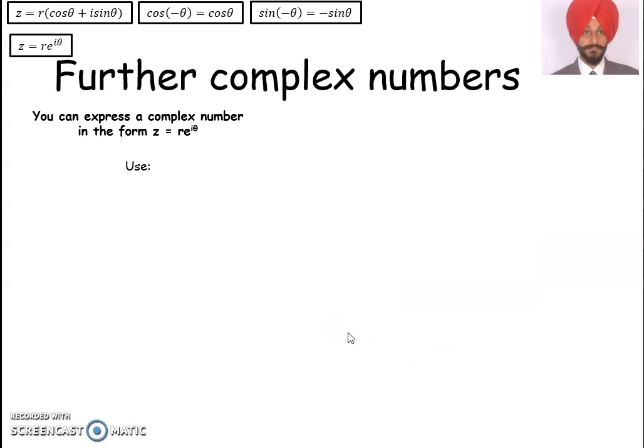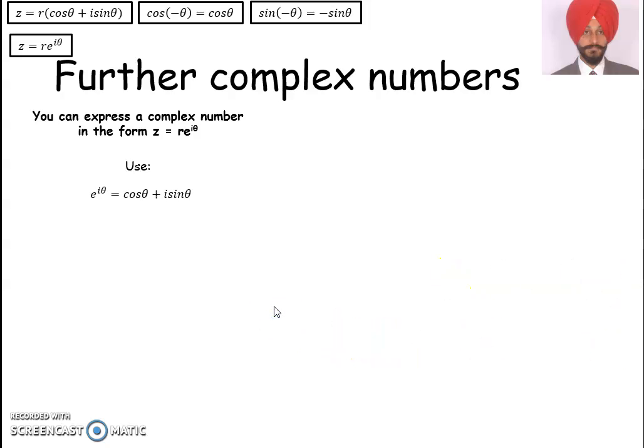So here, just see what we studied in the last lecture, that is z is equal to r (cos theta plus iota sin theta). Cos minus theta is equal to cos theta and sin minus theta is equal to minus sin theta. And lastly we saw that z is equal to r e raised to the power iota theta. Further, you can express a complex number in the form z is equal to r e raised to the power iota theta.